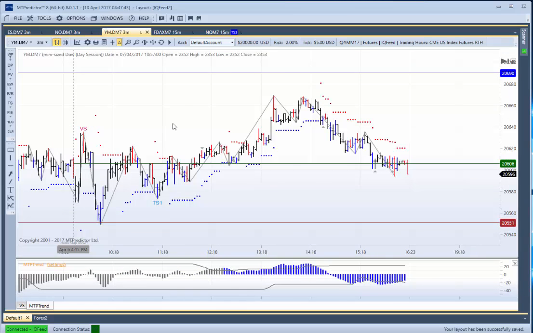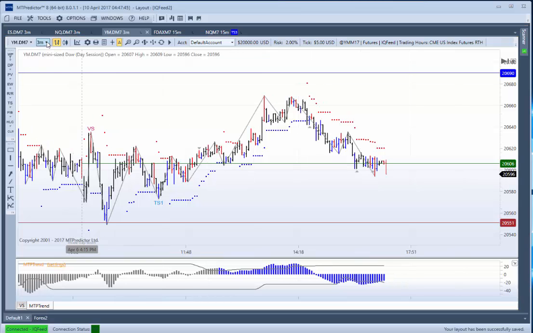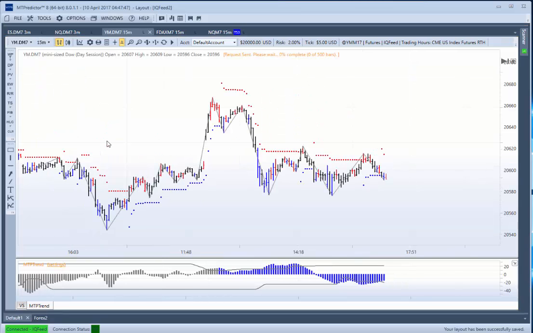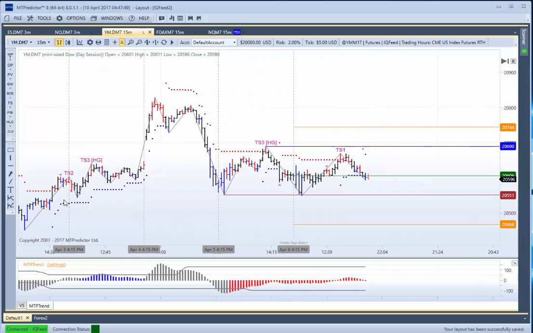The YM wasn't quite so clear. The YM, basically, if I went to the 15-minute chart, didn't make its highs and lows at the DPs. It basically made a low at the previous day's low. I'll put the high and low and close on for the previous day. So it basically made a double bottom.